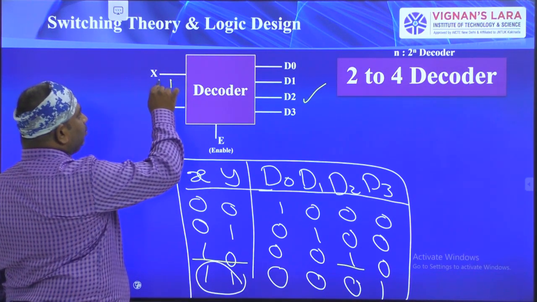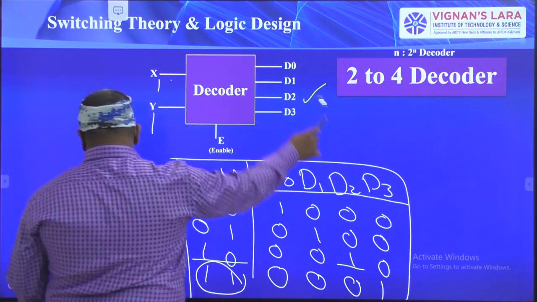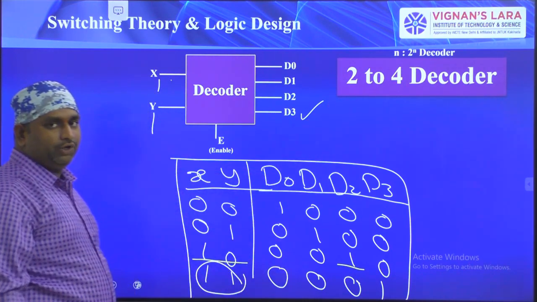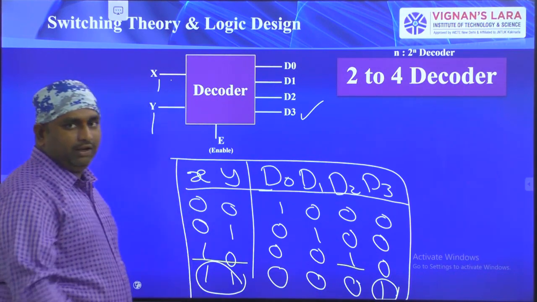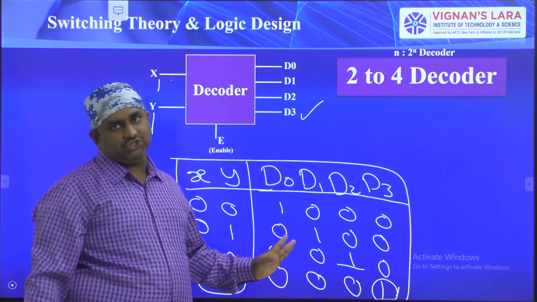x value is equal to 1 and y value is equal to 1. Okay, now coming to the output side, the D3 terminal is going to on. So see here, the D3 terminal is going to on and all the remaining output terminals are 0. So this is one of the coding systems.